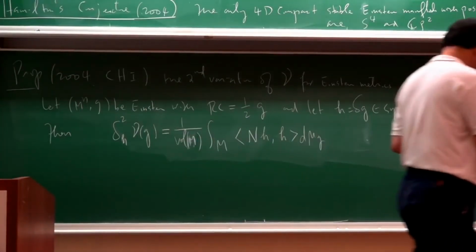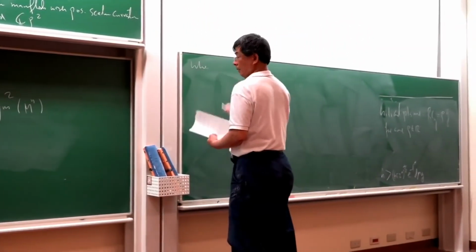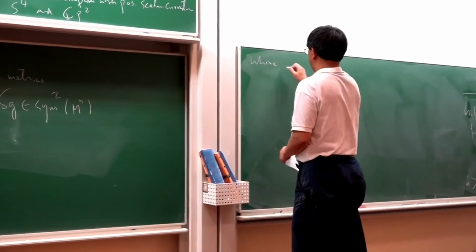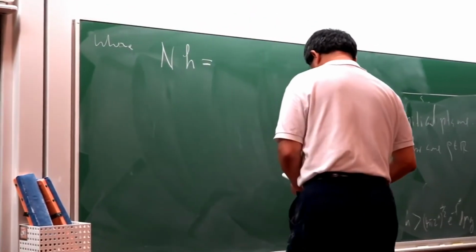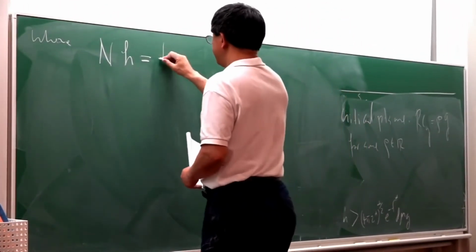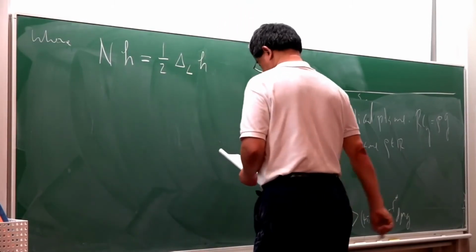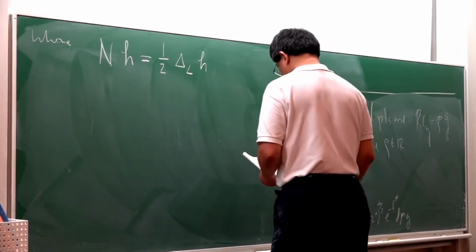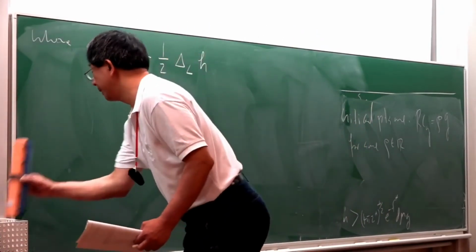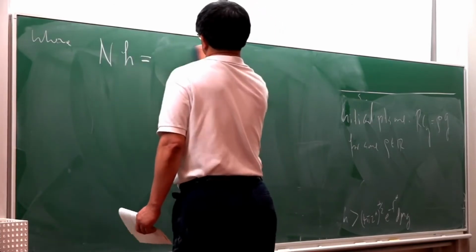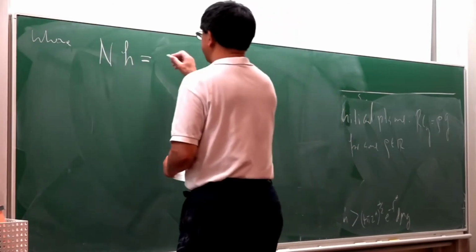There are several parts. Where N of H is going to be, the first part is the Lichnerowicz Laplacian. Maybe slightly, it's not quite the entire thing. So let me write it down as this.